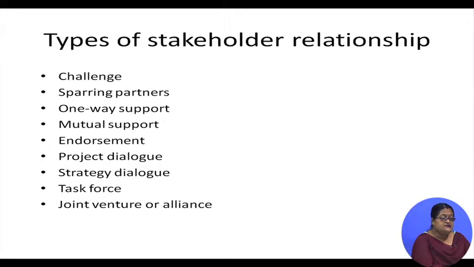However, as we see a move from the conflicting type of relationship to the collaborative type of relationship, it may be good in the sense that a collaboration between the firm and the stakeholders helps the firm in reaching its social objectives. But however, this collaboration may have some negative impact also. Let's see what these negative impacts of firm-stakeholder collaboration are.